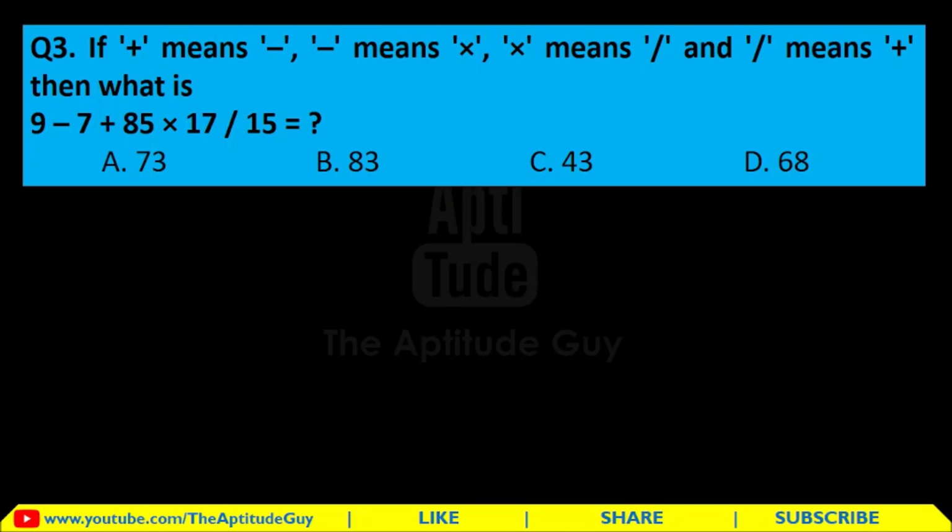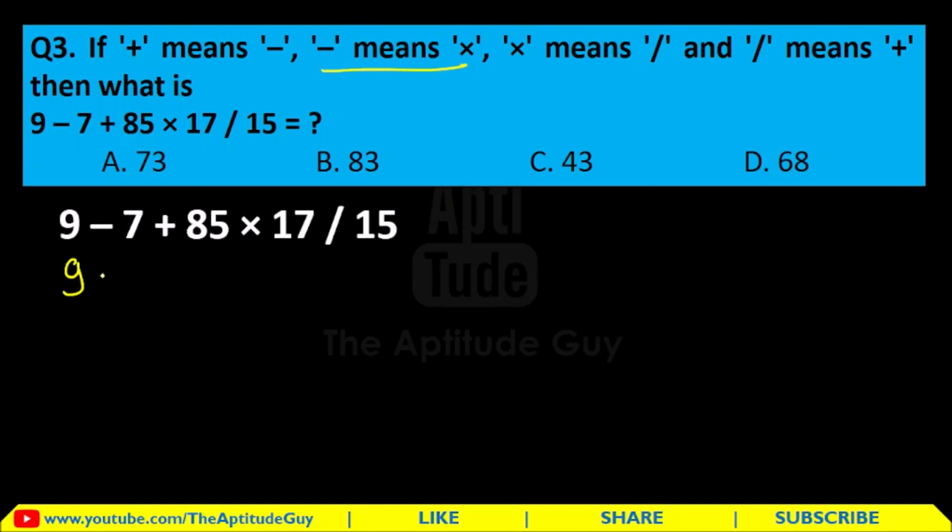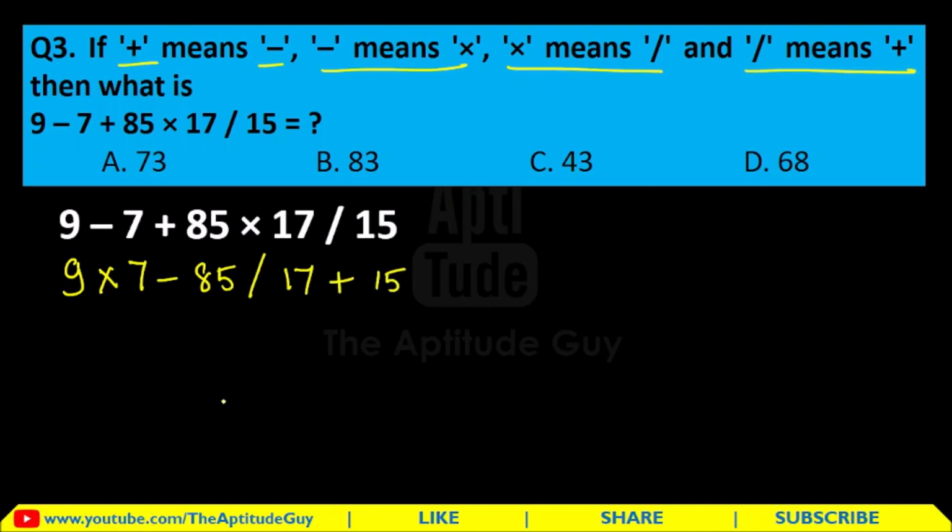Alright, let's do this. So the question is this. Now, 9 minus means multiplication. Alright, multiplication by 7. Plus means minus. So we have minus 85. Now multiplication means division by 17, and division means plus, so plus 15. Now according to the rule of Bodmas, multiplication and division should happen first.